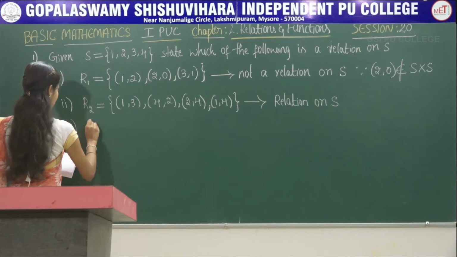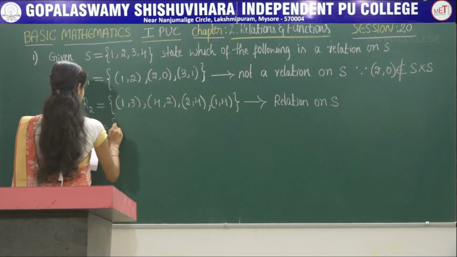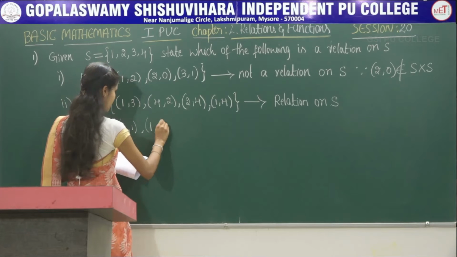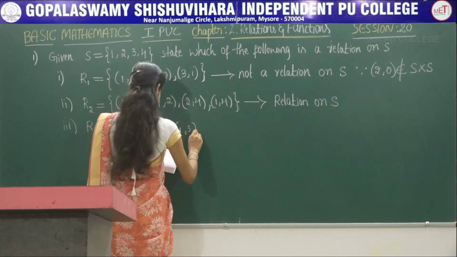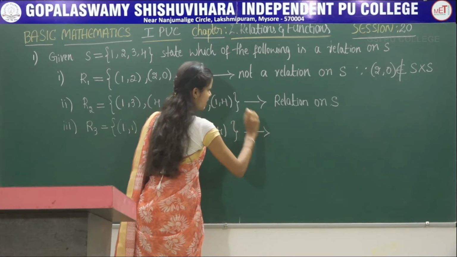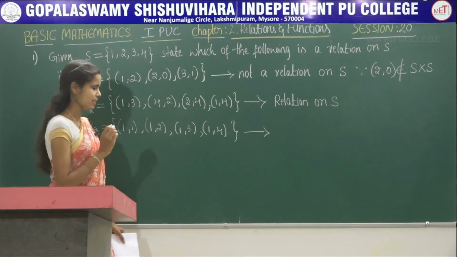R3. R3 is equal to the set of all ordered pairs (1,1), (1,2), (1,3), (1,4). Verify whether R3 is a subset of S cross S or not.